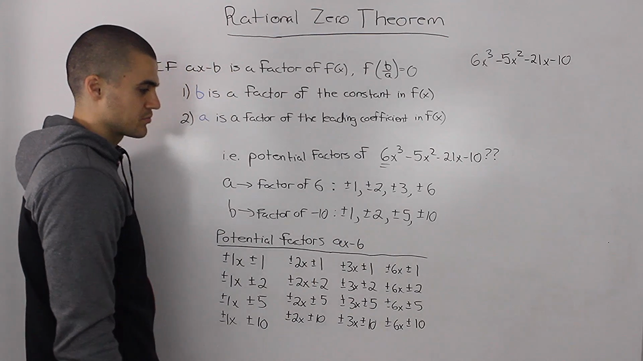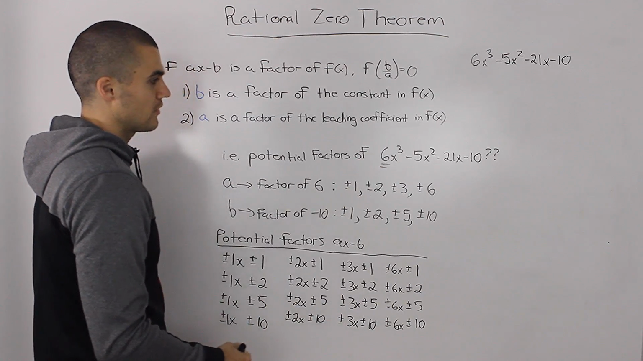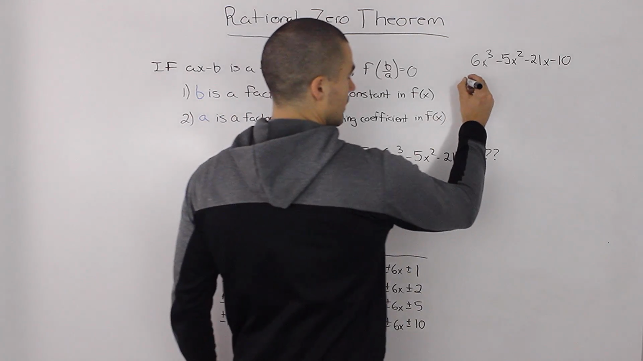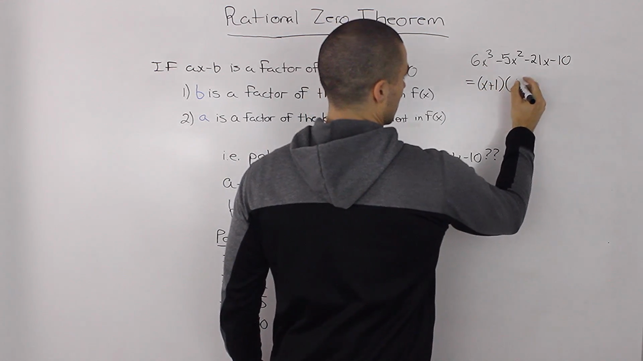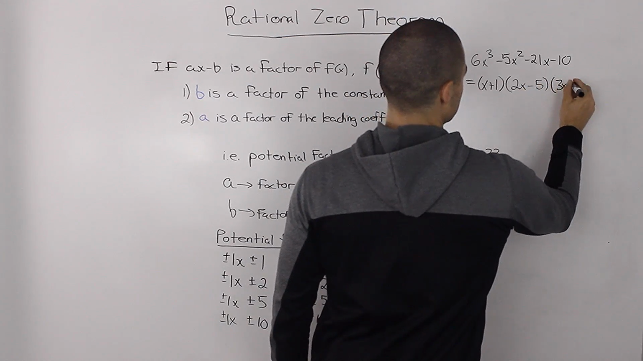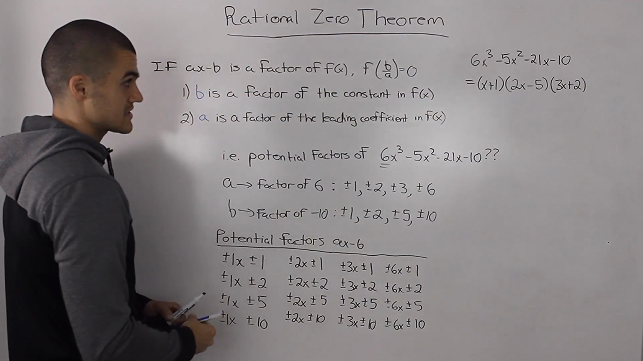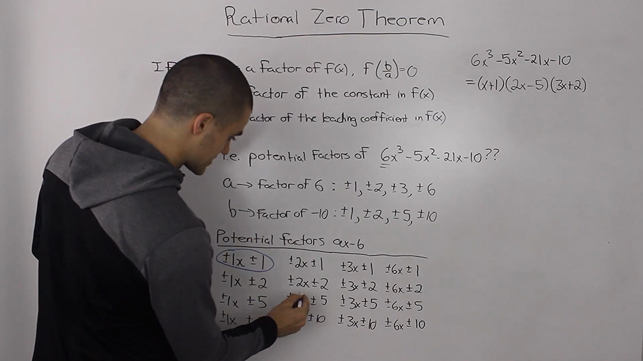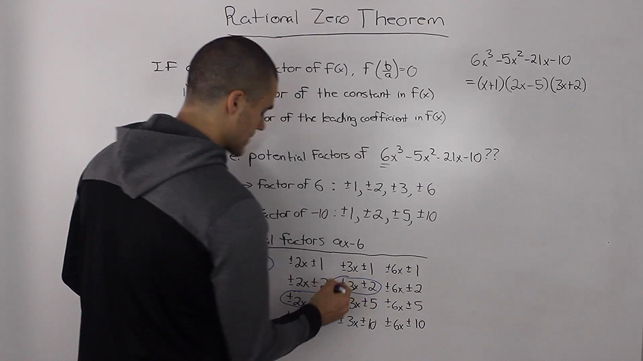So it's a pretty big list, and since this polynomial is a degree of 3, we know that there are at maximum 3 factors. In fact, if we were to factor this polynomial, the factors would be x plus 1, 2x minus 5, and then 3x plus 2. Alright, so out of this whole list here, x plus 1 would come from this batch, 2x minus 5 would come from this batch, and then 3x plus 2 would come from this batch.